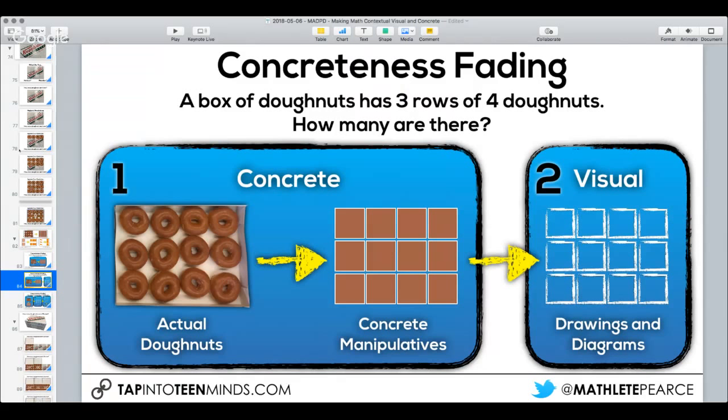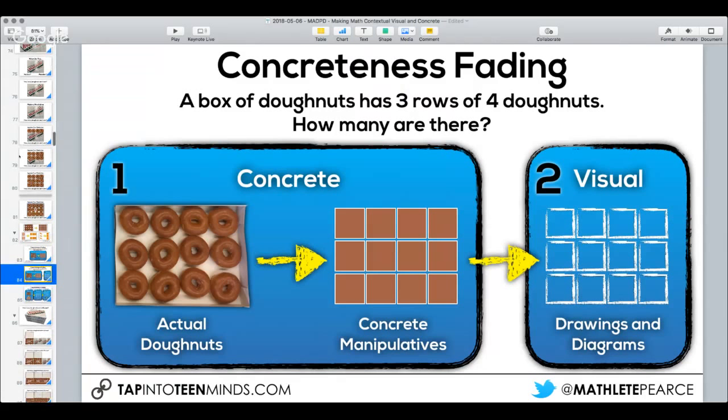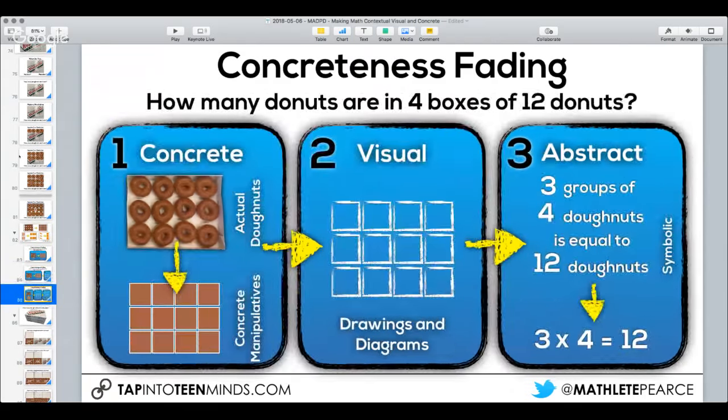Or, sir, could I draw this out? Because I think I've got a strategy that will work. And if they can draw it out, then I would say definitely go for it. But I don't want to skip that concrete stage. And then finally, we'll get to a place where we can go to the abstract.